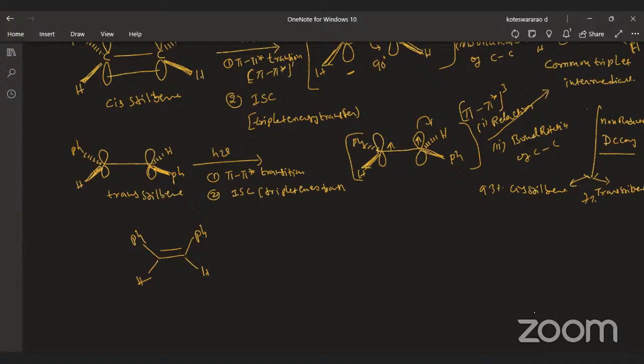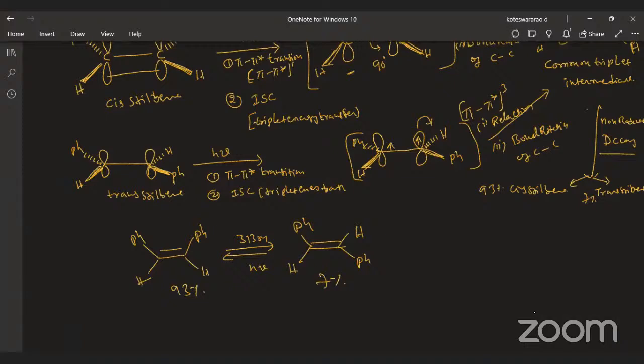Only the trans stilbene can give the 7% when we irradiate this stilbene at 330 nanometers at the photostationary state. This is the trans stilbene, consisting of only 7%. The remaining 93% in the reaction mixture is the cis stilbene.